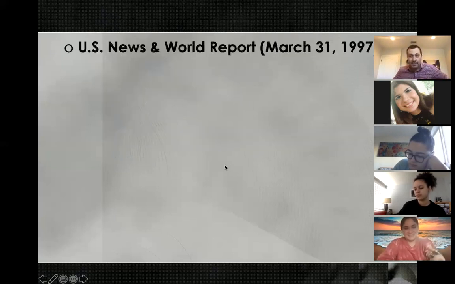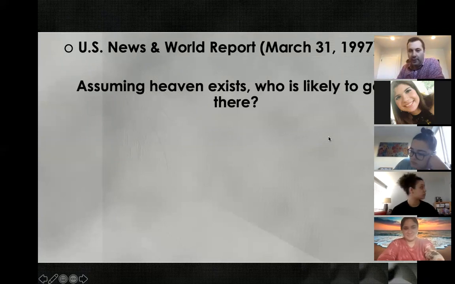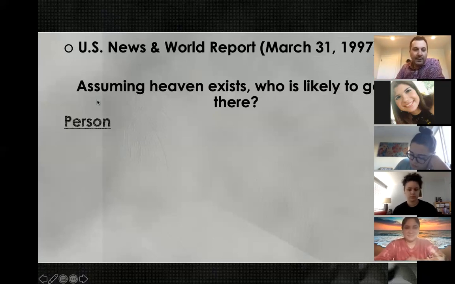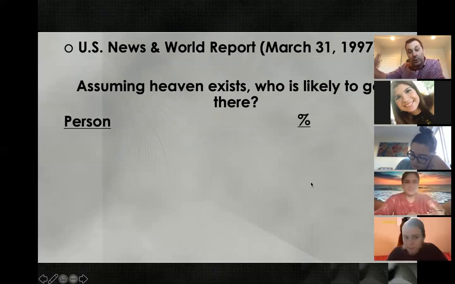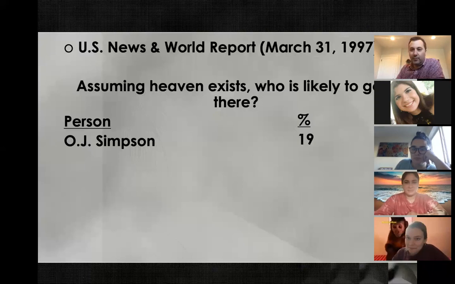So in 1997, and I'm sure you can find all sorts of more recent examples of this as well, but here's one that I picked. There was a survey that went out to people. They asked them the following question: assuming that heaven exists, who is likely to go there? They would list people on the left-hand side, and the percentage you're going to see on the right-hand side is the percentage of people who agreed that that person would go to heaven, assuming that heaven exists. So here are some of the people they asked about. O.J. Simpson. This was right around the time of his murder trial.